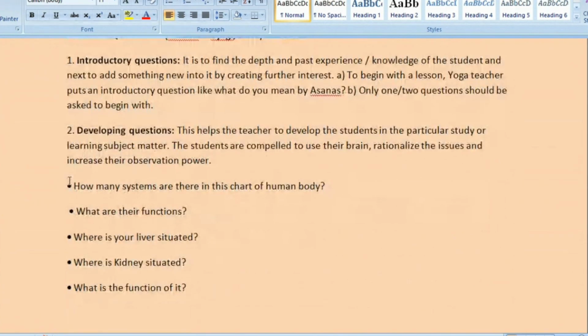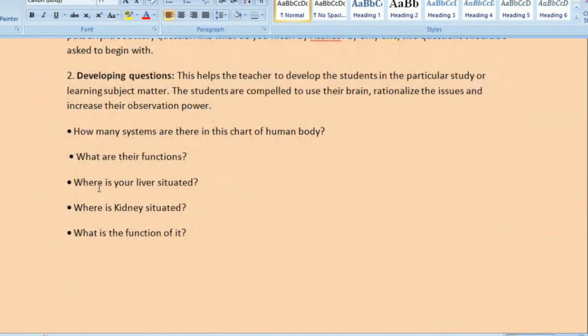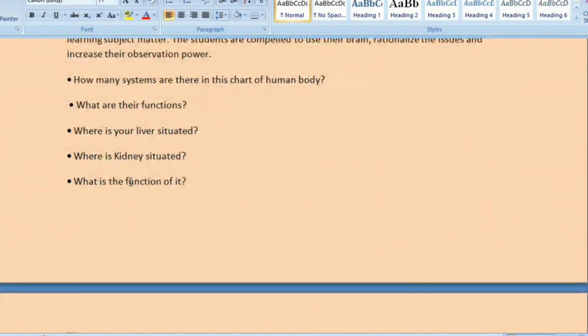Second type of question, that is developing question. This helps the teacher to develop the student in a particular study or learning subject matter. The students are compelled to use their brain, rationalize the issue, and increase their observation power. For example, how many systems are there in this chart of the human body? What are their functions? Where is your liver situated?